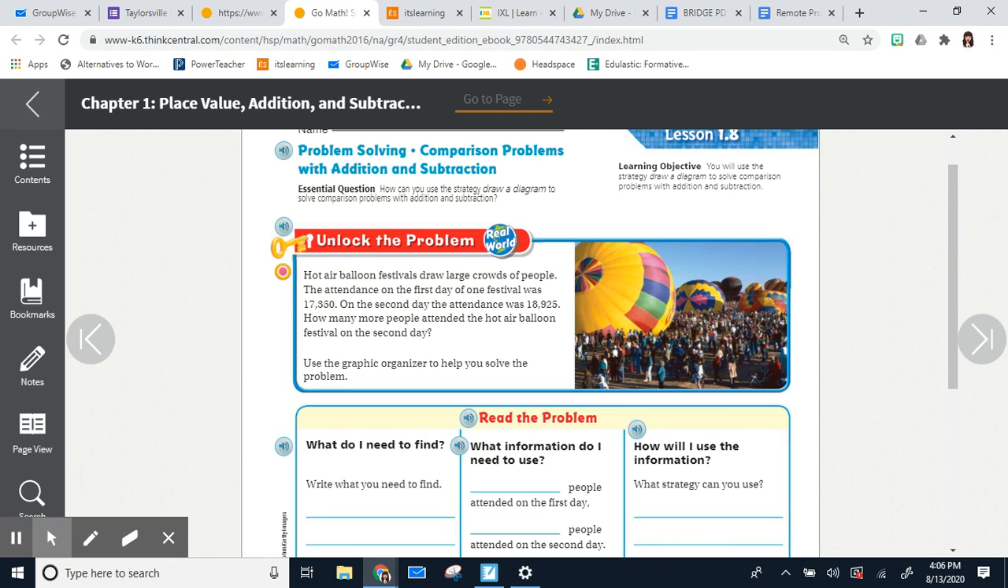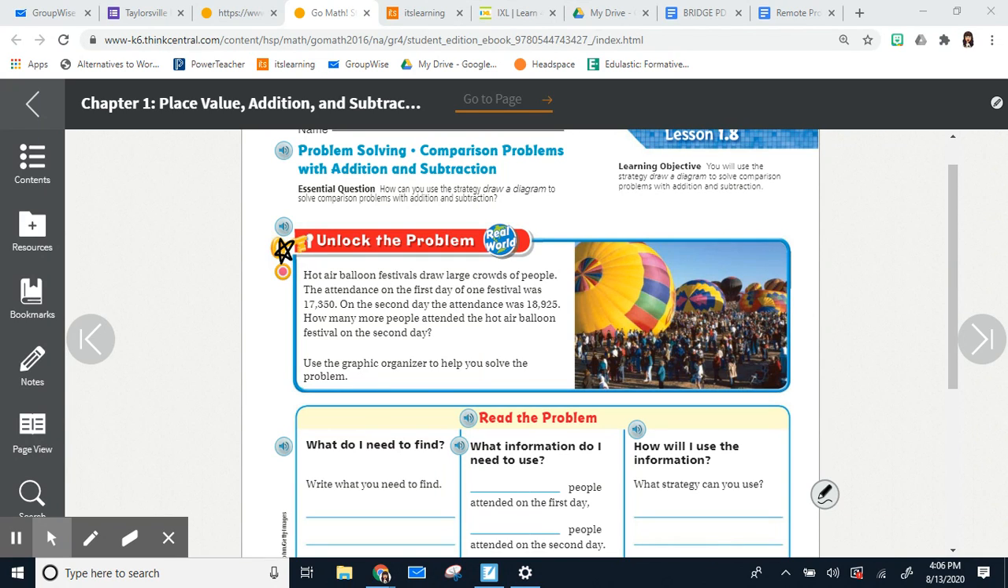Eventually, you will be doing word problems where you might have to do both. So it's important that you look for those important key words in word problems that give you the clue about whether you need to add or subtract. So let's look at or unlock the problem.